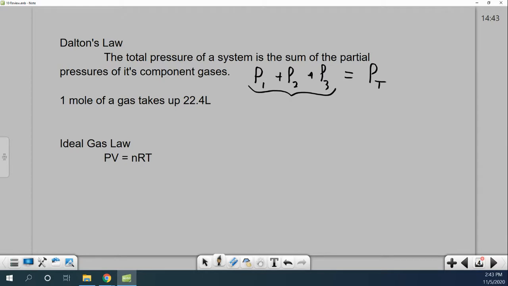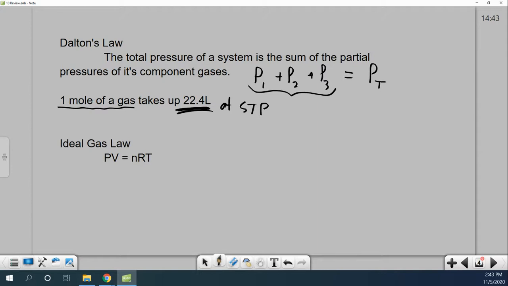So if gas 1 was 1 kPa, gas 2 was 2 kPa, gas 3 was 3 kPa, let's just say it was 1, 2, and 3, then I just add them. 3 plus 2 is 5 plus 1. It would be a 6 kPa total pressure inside that container. Another part of that we looked at is that a mole of a gas, no matter what gas it is, 1 mole of that ideal gas always takes up 22.4 liters at STP. So if you're at standard temperature and pressure, a mole is always 22.4 liters.